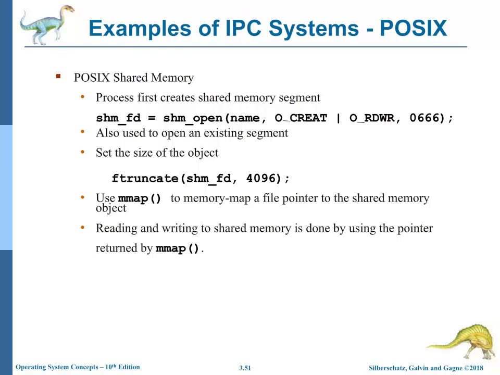So ftruncate, the first parameter, is this file descriptor returned by shm_open, so fd. Then the second parameter, 4096, sets the size of the object to 4096 bytes. Finally, the mmap function establishes a memory mapped file containing the shared memory object. It also returns a pointer to the memory mapped file that is used for accessing the shared memory object.